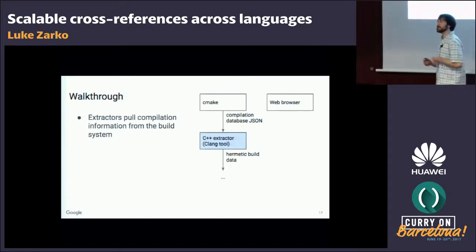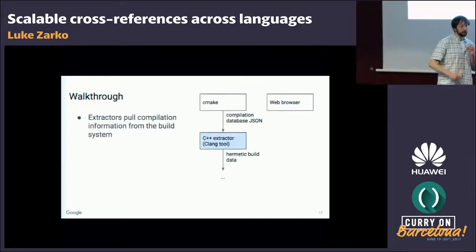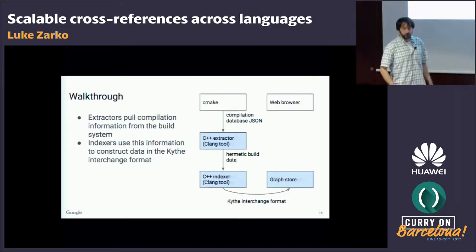CMake has this nice property where you can ask it to build a compilation database, which is a big JSON file that contains main source files, working directories, and invocation arguments for your compiler. This differs critically from a representation of compilation units because it doesn't contain the source text. So you still have to have a local checkout of your source code in order to use one of these compilation databases. So after you run it through the extractor, you have this whole bunch of hermetic build data that you can use to pass to your indexer.